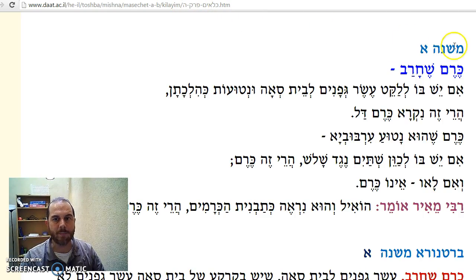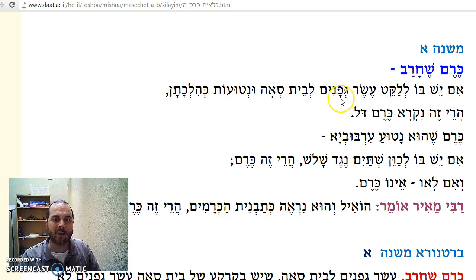Okay, we're now on Kilayim Perek Hey, Mishnah Aleph, the first Mishnah in the 5th chapter of Kilayim. Says the Mishnah, if I have a kerem, remember we learned that if you have a vineyard, then you can't plant anything within the vineyard, and you have to plant 4 amot away from the closest vine. So says the Mishnah, kerem shecharav. What if I have a kerem that was destroyed, that most of the vines were destroyed?